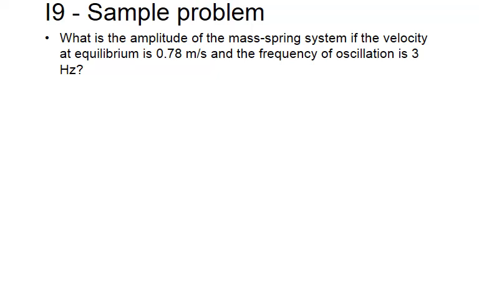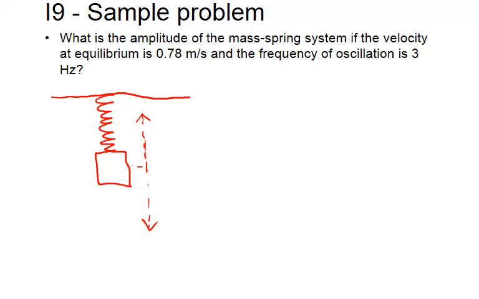All right, so in this one, what is the amplitude of the mass spring system? The velocity at equilibrium is 0.78 meters per second. The frequency is 3 hertz. So in this one, it's going back and forth. I'm going to have you try this one as well. So go ahead and pause the clip and figure this one out. And when you're ready to check, you can hit play to continue.